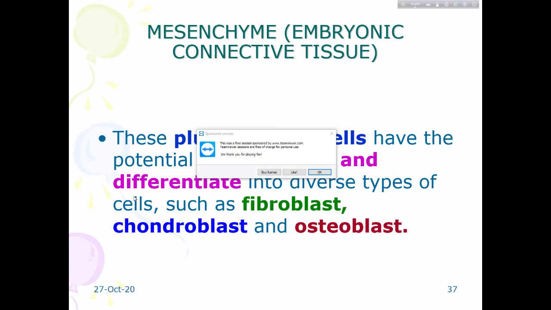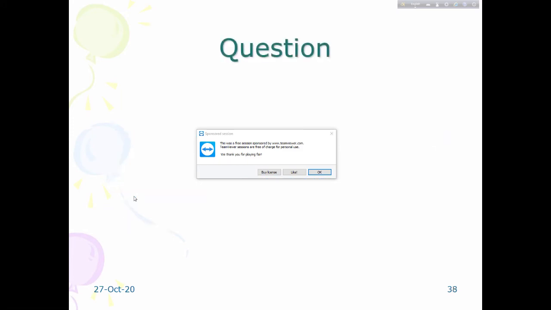They can differentiate into different types of cells. They can become fibroblast, the major connective tissue cell which forms the fibers of the connective tissue. They can become chondroblast, the main cell of the cartilage, and they can become osteoblast, the bone forming cells. Now there is a question: write short notes on mesenchyme.